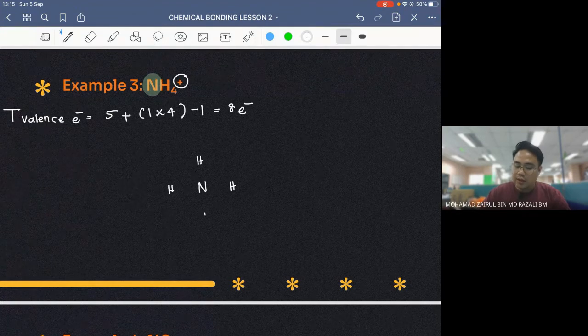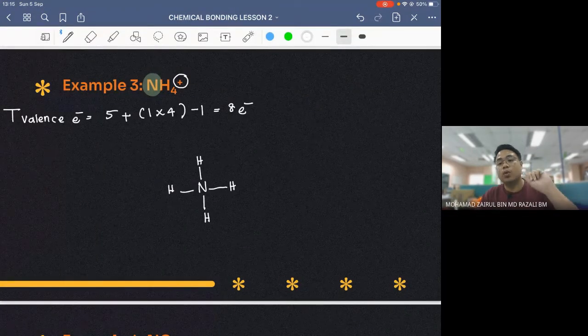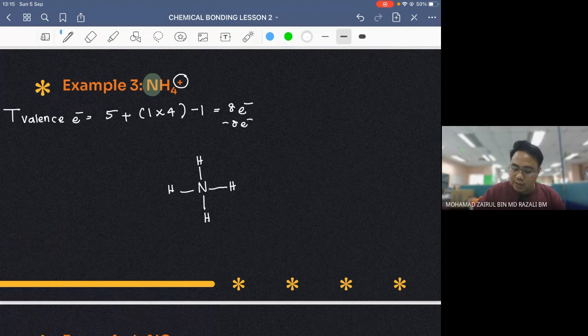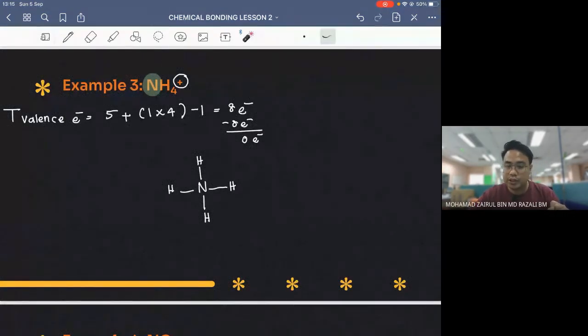Okay, and then after that, we need to draw a single bond between the terminal and also the central atom. Okay, so we need to draw a single bond. So how many electrons that we already used? Remember that one line represents 2 electrons. Since we already draw 4 lines, that means we already use 8 electrons. So dah tak ada dah elektron baki. Okay, so kita check dah octet belum setiap atom itu. Okay, hydrogen is duplet. So hydrogen tu dah stable.